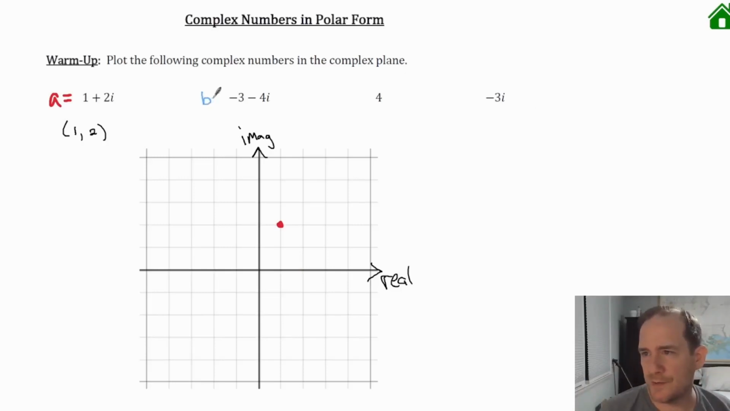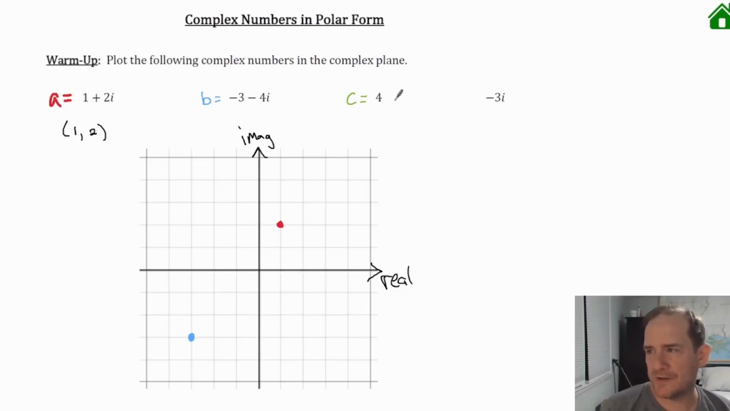Alright, so to graph this guy, we would obviously do the same deal. We're just going to go left 3, down 4. Because our real part is -3, so that's on the x-axis. Our imaginary part's -4. That's down the y-axis. So left 3, down 4, there's that guy.